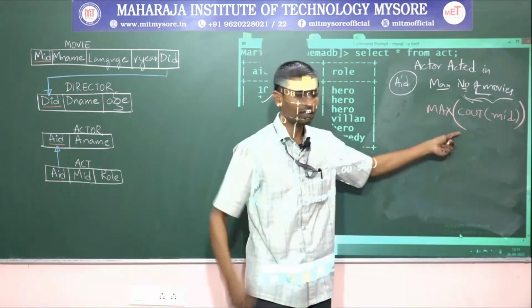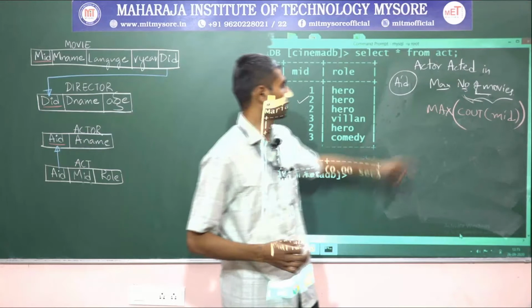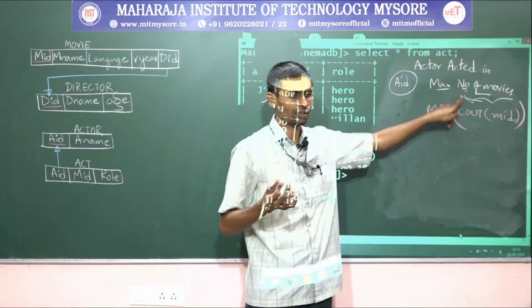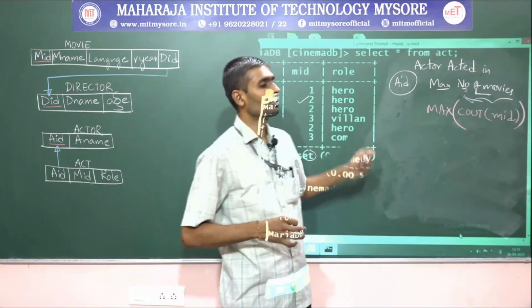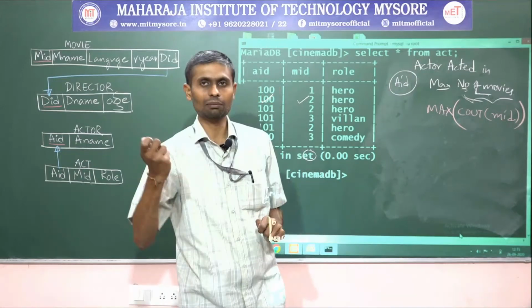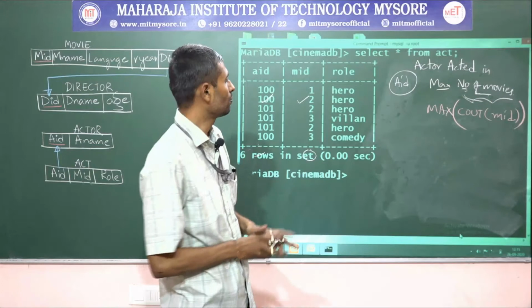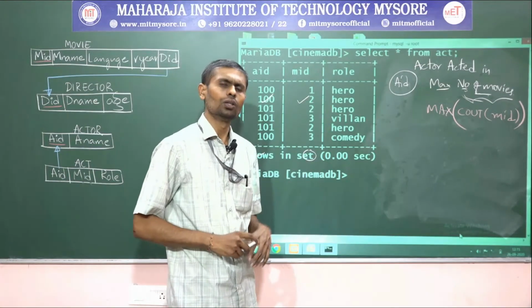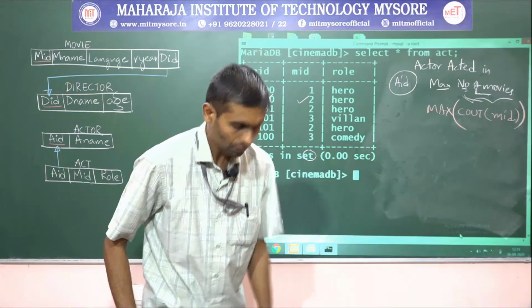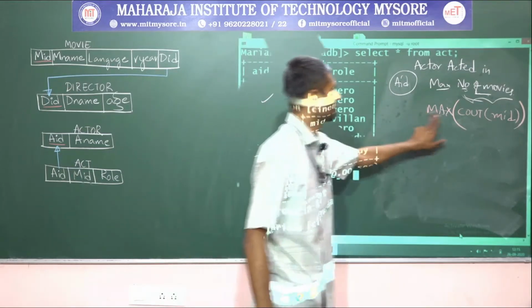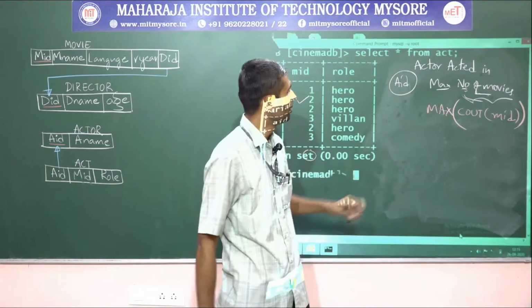So we have to count how many movies each actor acted in, then retrieve the maximum in that count list, the number of movies list, and display the respective actor IDs. To do it, we said max of count we want.